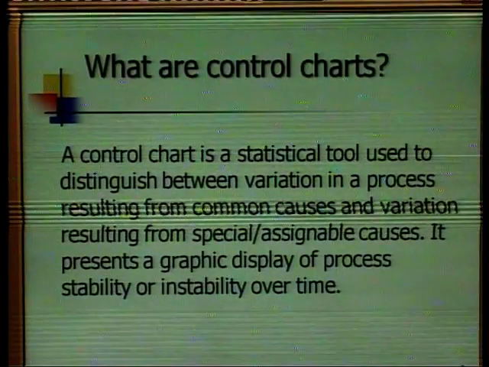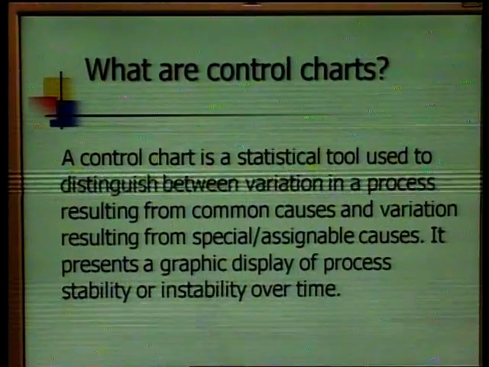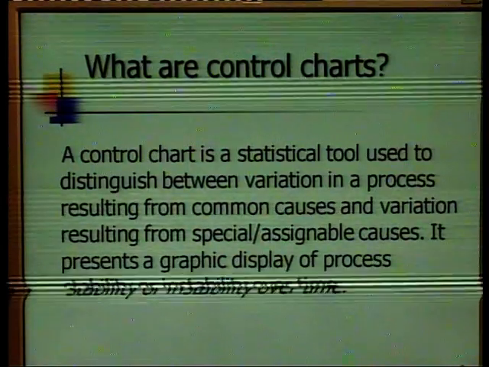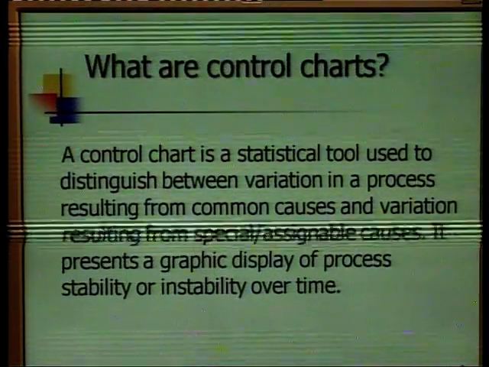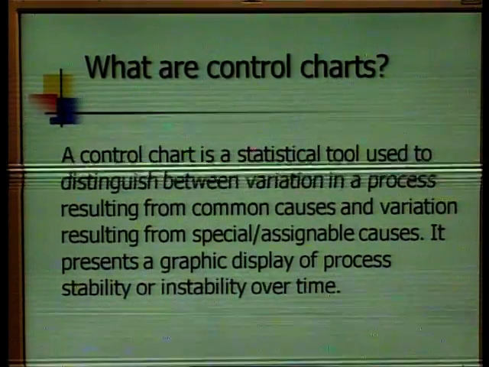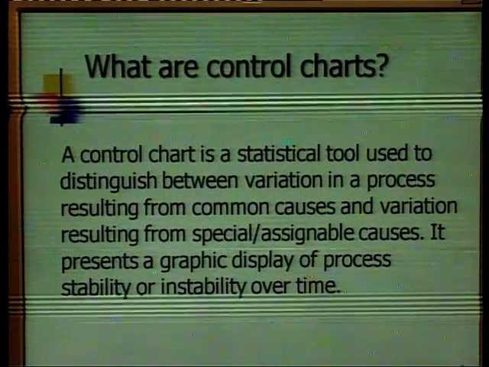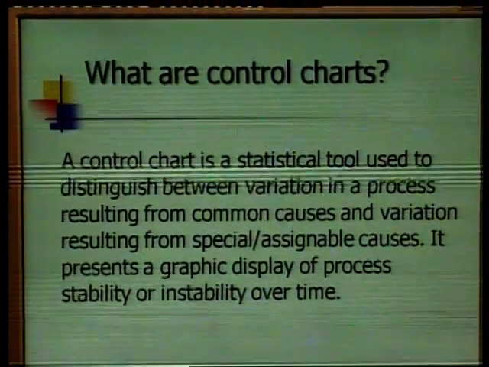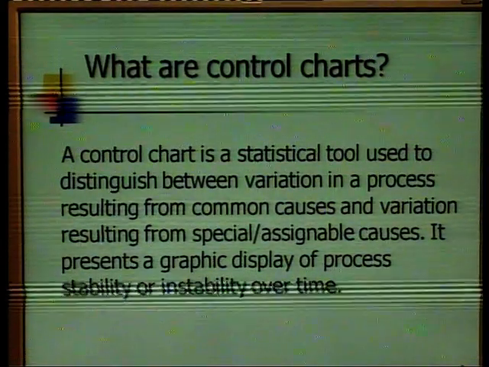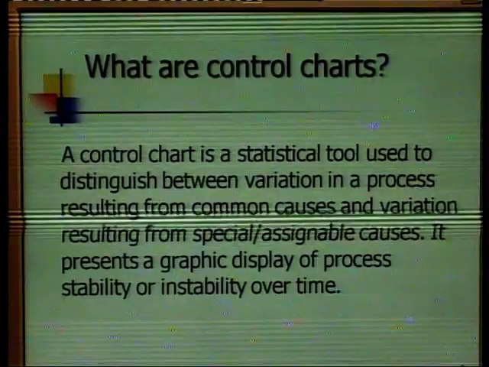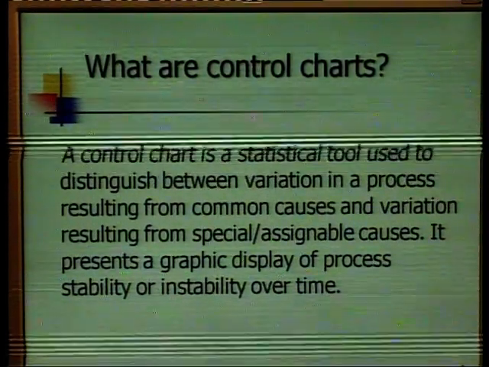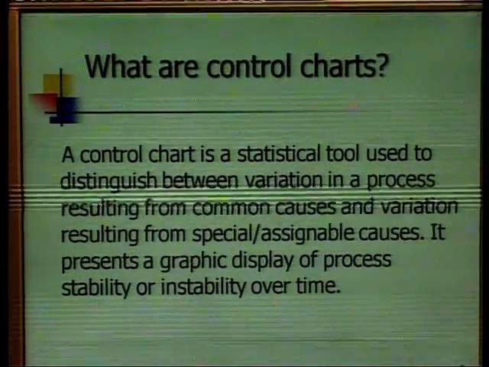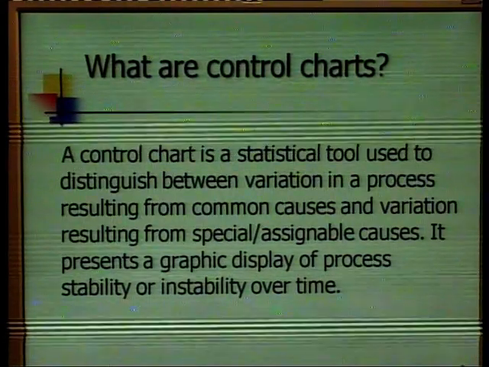A control chart is a statistical tool which is used to distinguish between variation in a process resulting from common causes and variation resulting from special or assignable causes. It presents a graphic display of process stability or instability over time. So, if all the points in the control chart are within the limits, that is within the upper control limit and lower control limit, then we can say that the process is stable or all the causes are common causes.